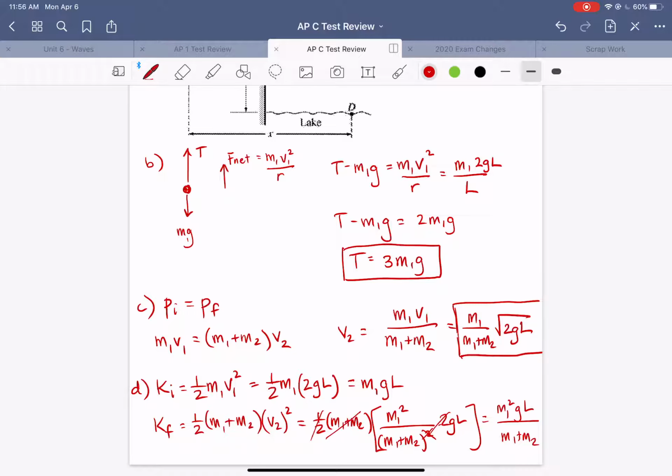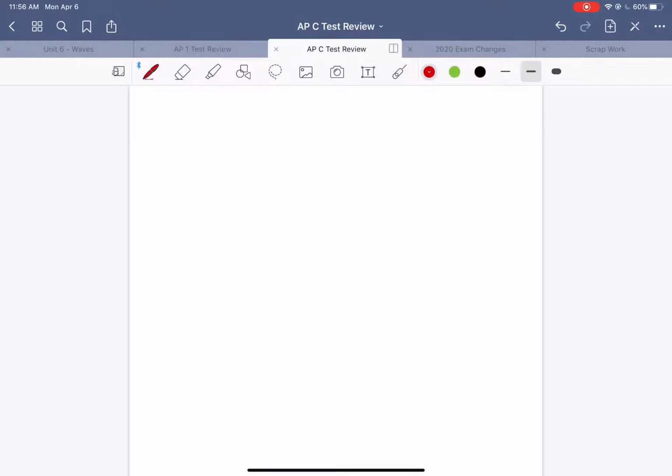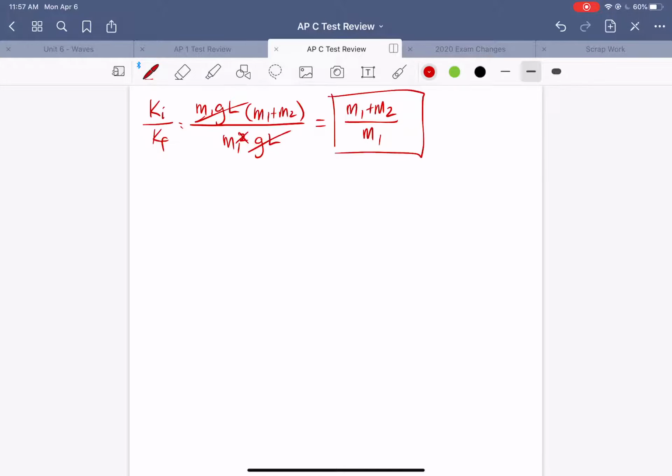Okay, so we want the ratio of the kinetic energies, so we just have to take this and divide it by this. I'll have to go to the next page to do this. All right, so we had m1 gl, and then dividing by the final kinetic energy, I'll just flip this fraction over, and then we're going to have gl down here. So m1 gl will cancel and leave just m1 down here. So we end up with just (m1 plus m2) divided by m1. After all that, we end up getting this nice, fairly simple expression for the answer to part D.